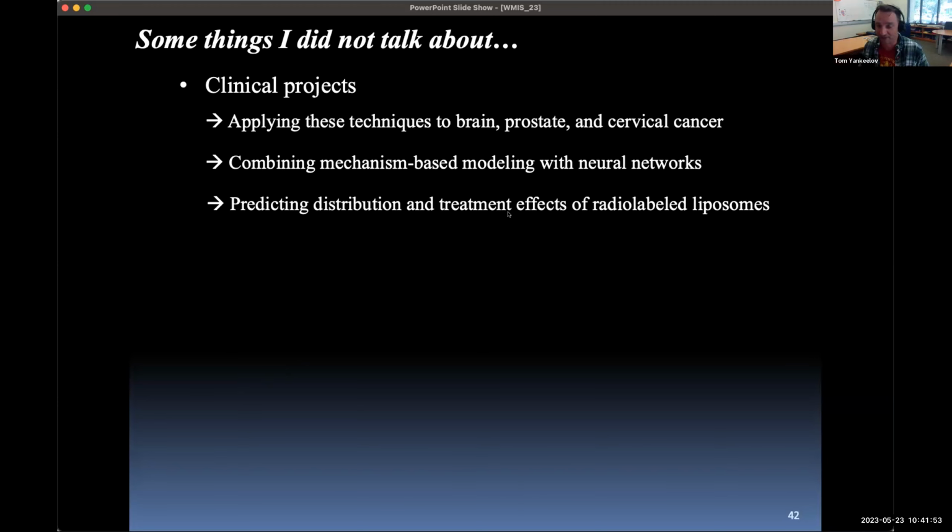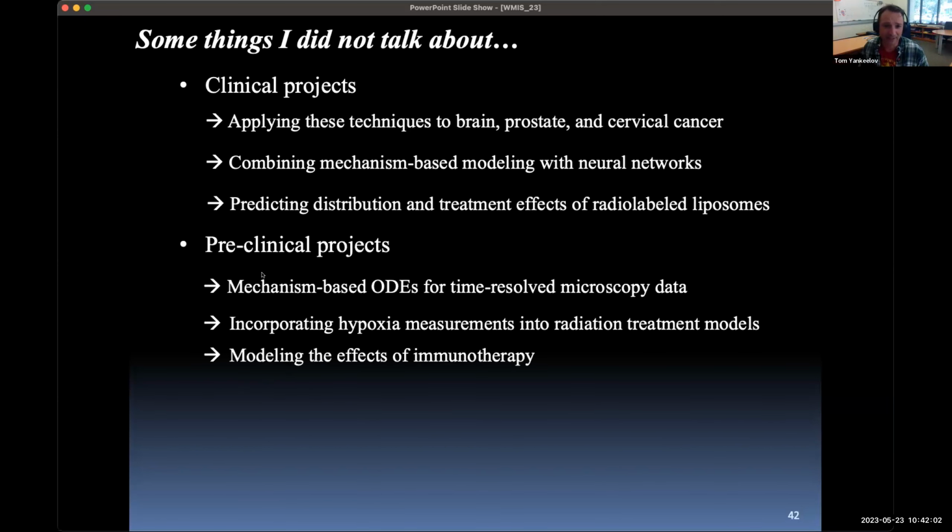We're trying to predict the distribution and treatment effects of these radiolabeled nanoliposomes. They're giving really high doses of radiation in GBM. In the preclinical setting, we're trying to build these mechanism-based ODEs and link them with time-resolved microscopy, similar to what we just talked about, for various interventions, and trying to incorporate hypoxia measurements into the radiation treatment models for obvious reasons.